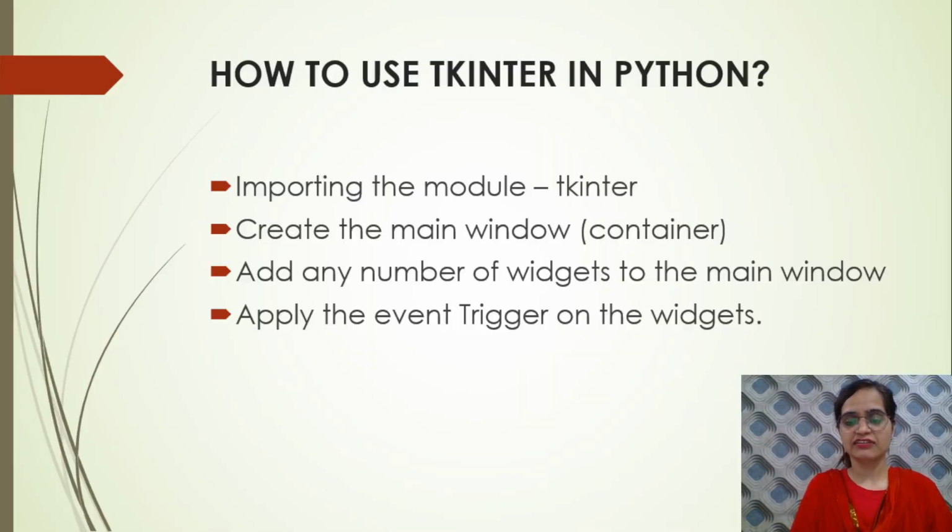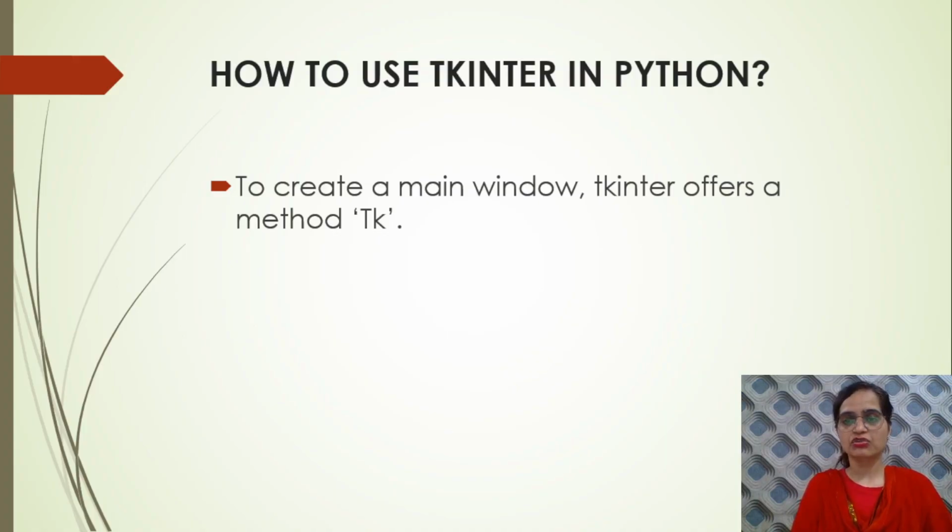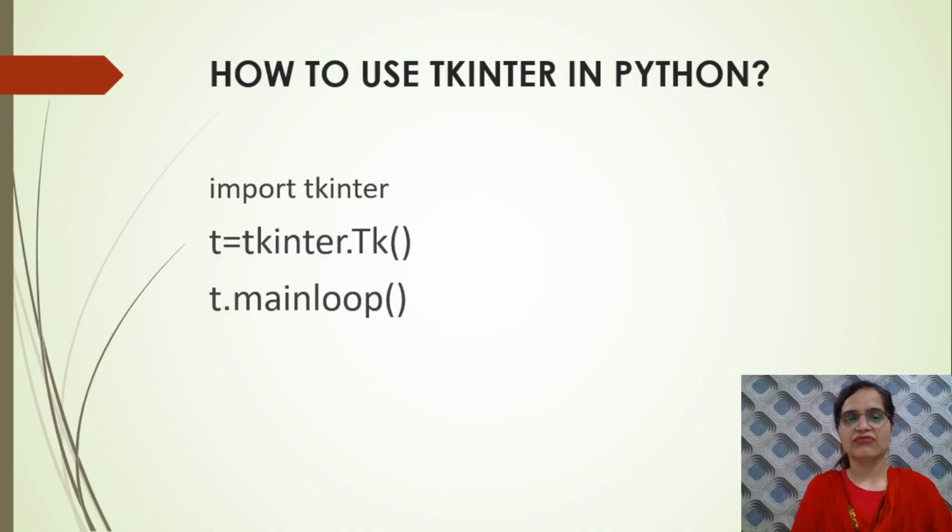After this, let's move ahead to discuss the method Tkinter offers to create a main window. The method is Tk. Keep in mind that this T is capital here. So it is a very basic GUI application that can be created using the tkinter module. The very first step, you have to import the tkinter module. Then you will be creating the main window in the second line. In the third line, we are running the infinite loop. This loop is used to run the Tkinter application as long as the window is running.